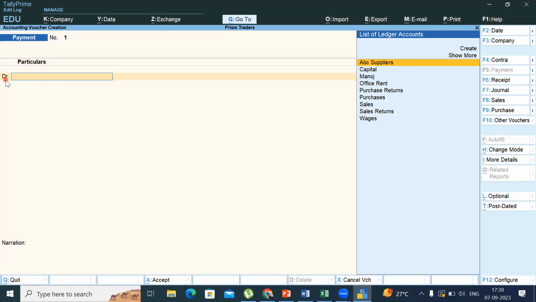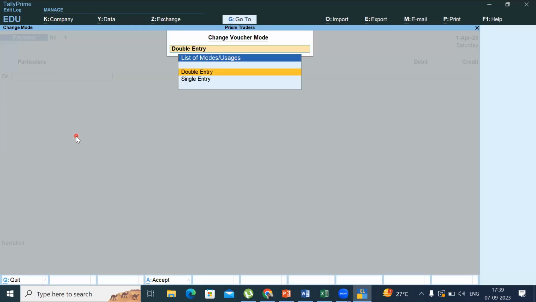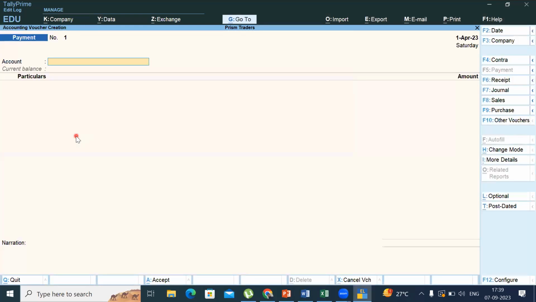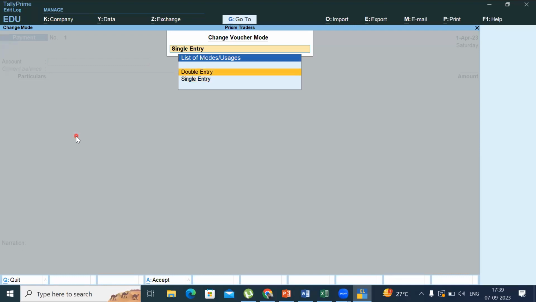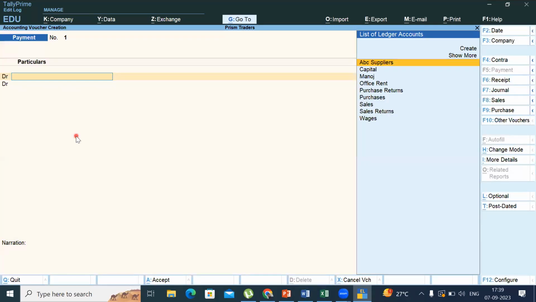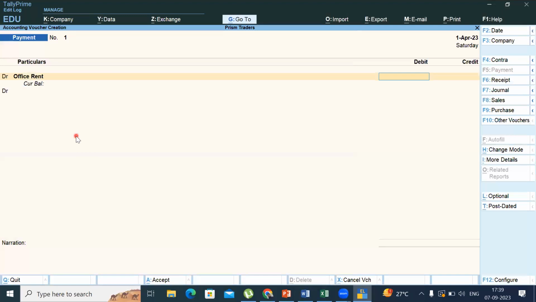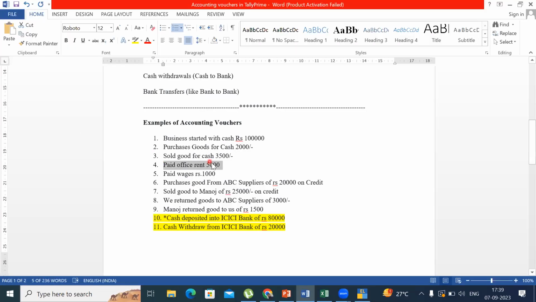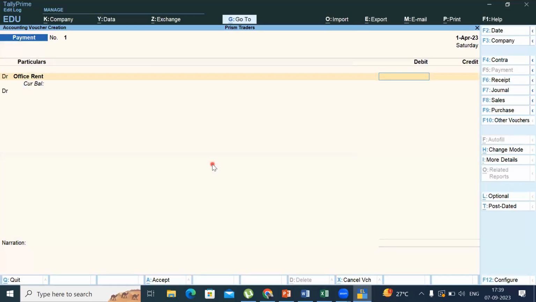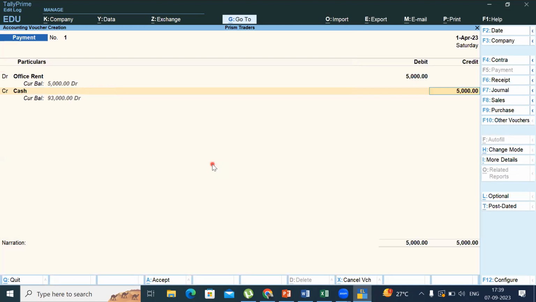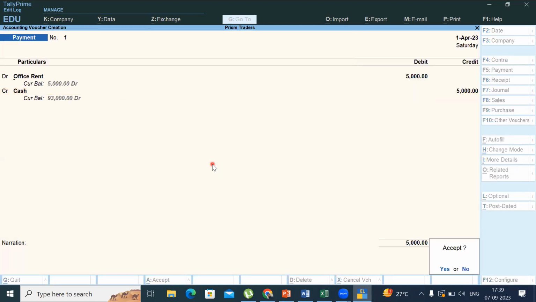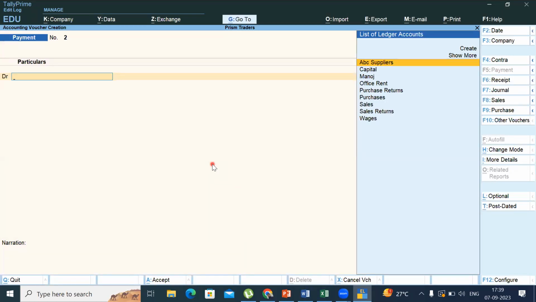But is this a single entry or double entry? Most entries are 100% double entry only. Sometimes if you face a single entry, you can convert it into double entry. So what was the entry? Office rent, so select the office rent. The office rent is 5,000, so enter the amount of rupees 5,000. And here is the credit, then cash. See here, this is the way of entering the transactions.